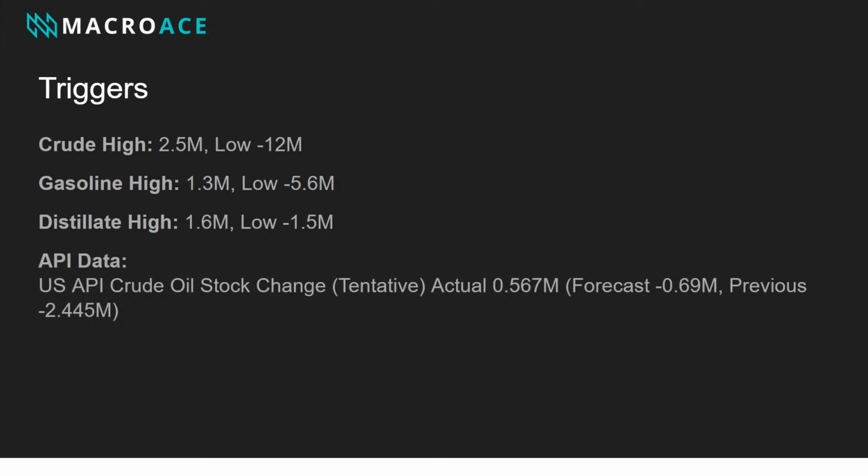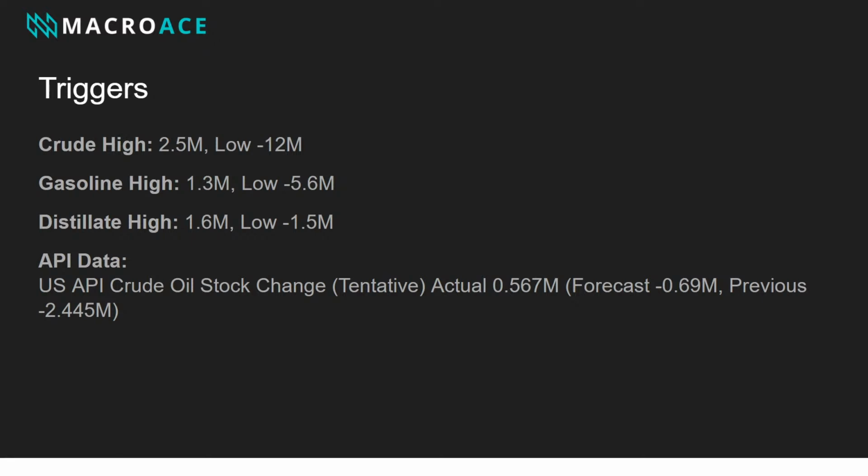So the API data is a bit of data that is kept an eye on by traders and economists. It's private data released the day before the official government data, and it has in the past shown a correlation with which direction the official data could go. So if API data shows that crude was a build, then sometimes the official data has also shown a build. That hasn't always happened. A lot of the time, the correlation hasn't been that strong.